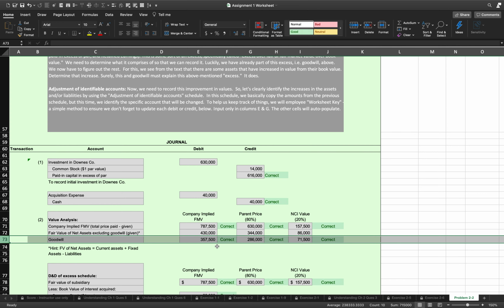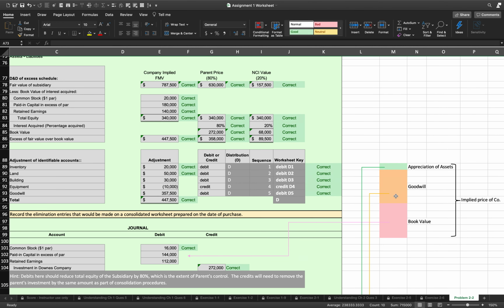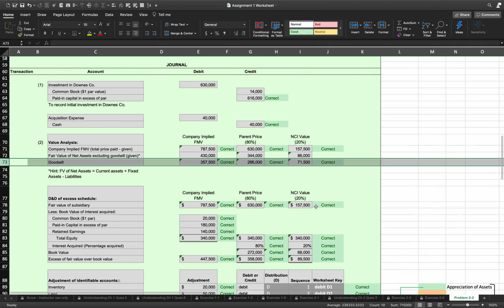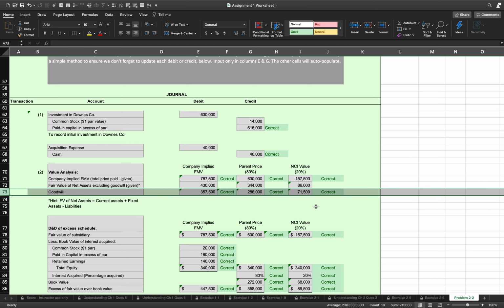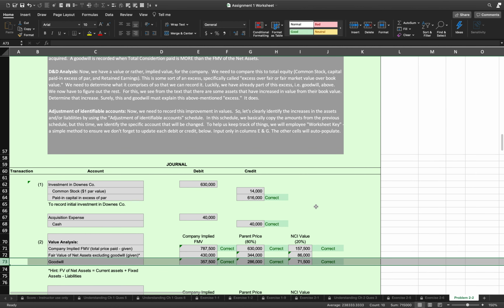All right, what else do we need to do? This additional amount that we have just determined to be goodwill, we also need to determine if there was any appreciation of assets, right? And that's what the D&D schedule does. The determination and distribution schedule allows us to identify items that were increased in value.